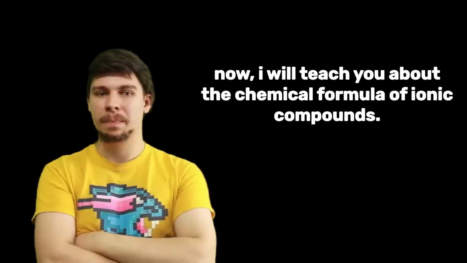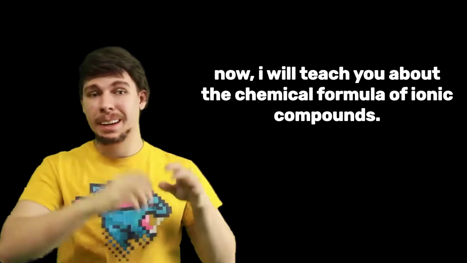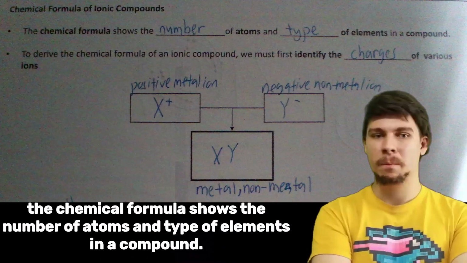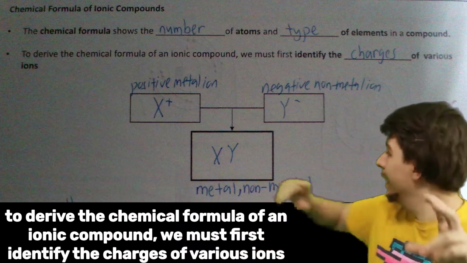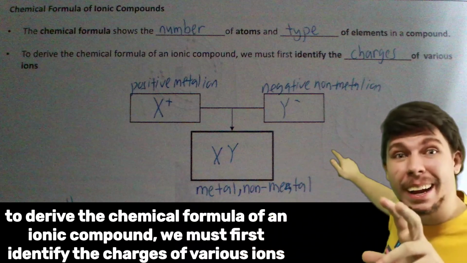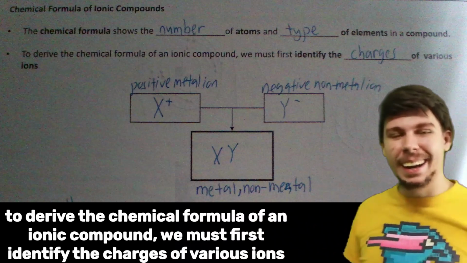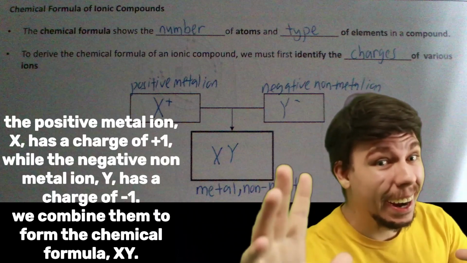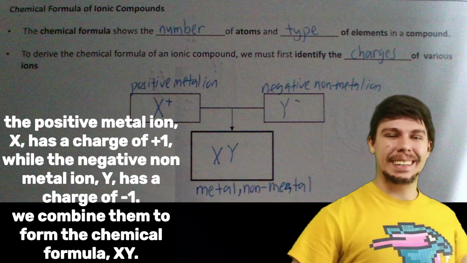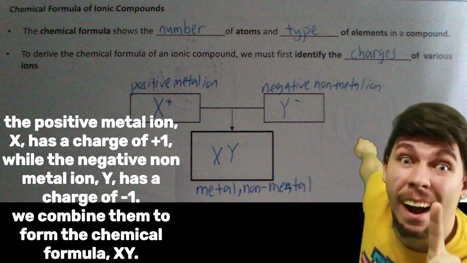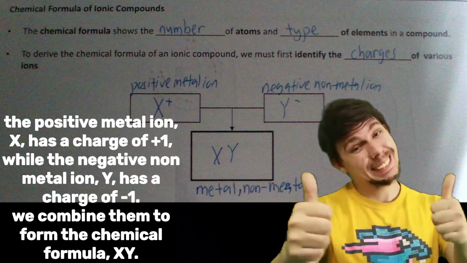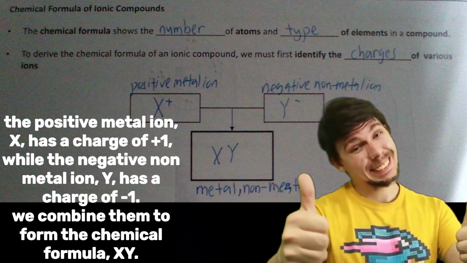Now, I will teach you about the chemical formula of ionic compounds. The chemical formula shows the number of atoms and type of elements in a compound. To derive the chemical formula of an ionic compound, we must first identify the charges of various ions. This is an example. The positive metal ion, X, has a charge of +1, while the negative non-metal ion, Y, has a charge of -1. We will combine them to form the chemical formula, XY.